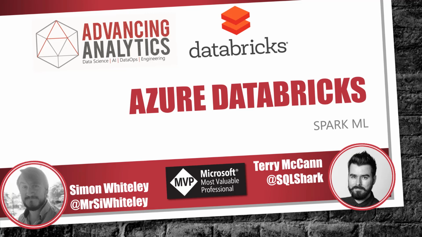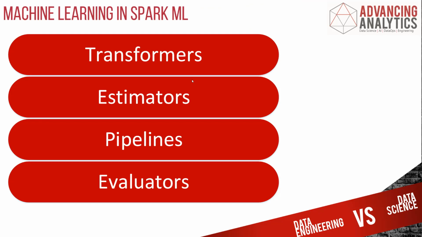In this episode, we're going to look at machine learning in Spark. There are four key elements to machine learning in Spark. You have transformers, estimators, pipelines, and evaluators. And that's pretty much the crux of everything you're going to construct when you're trying to do machine learning.